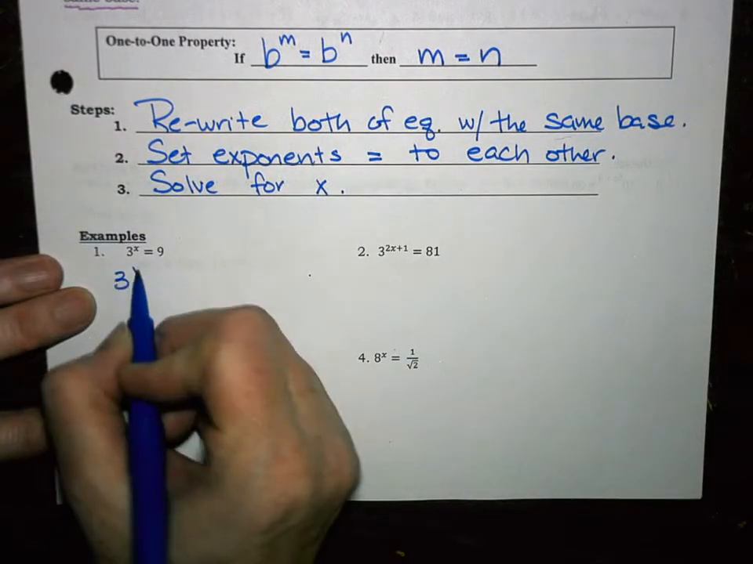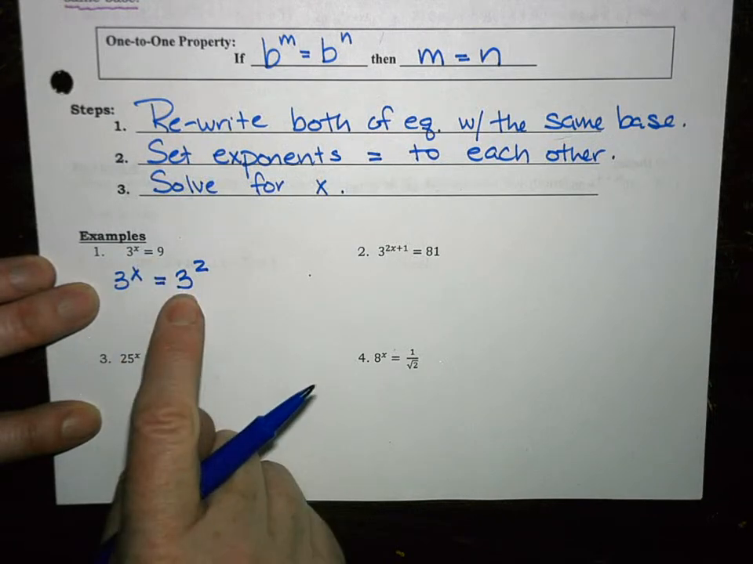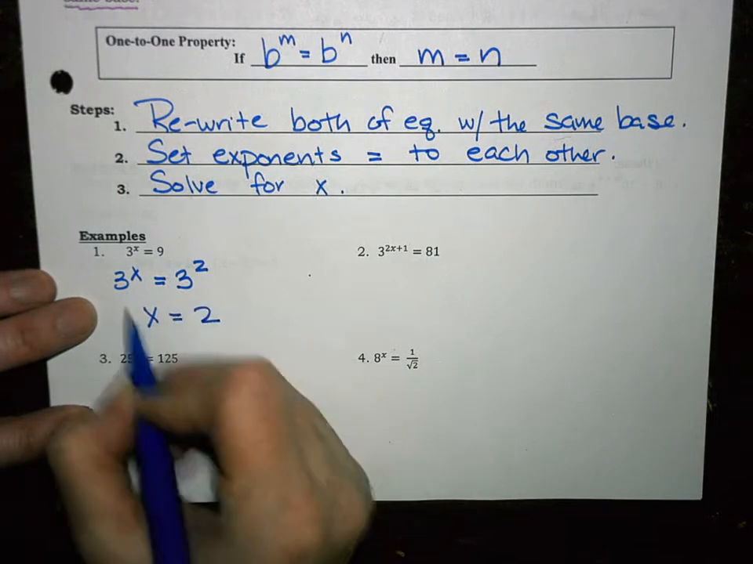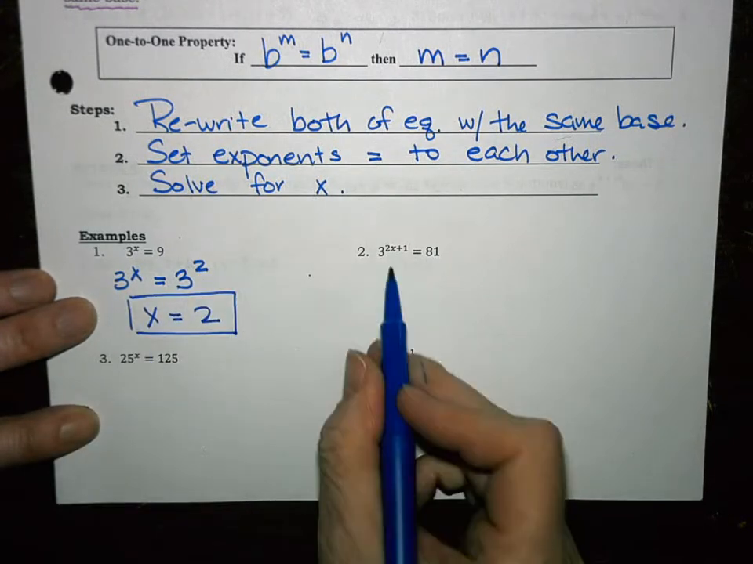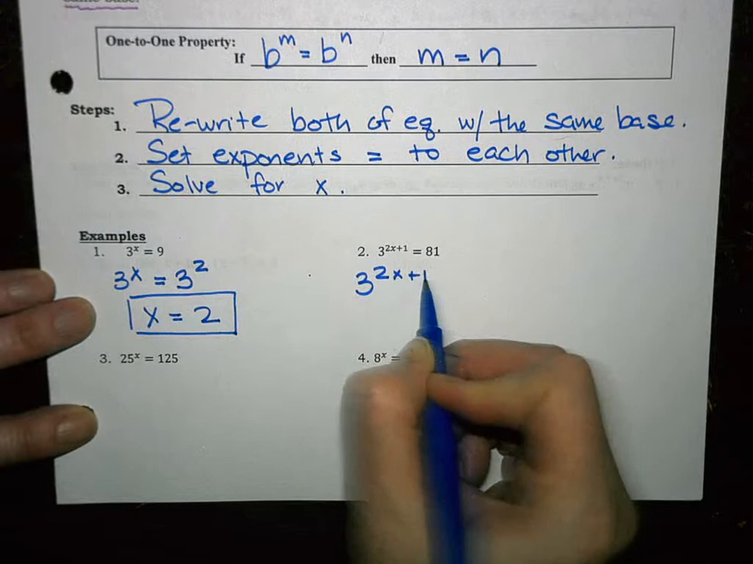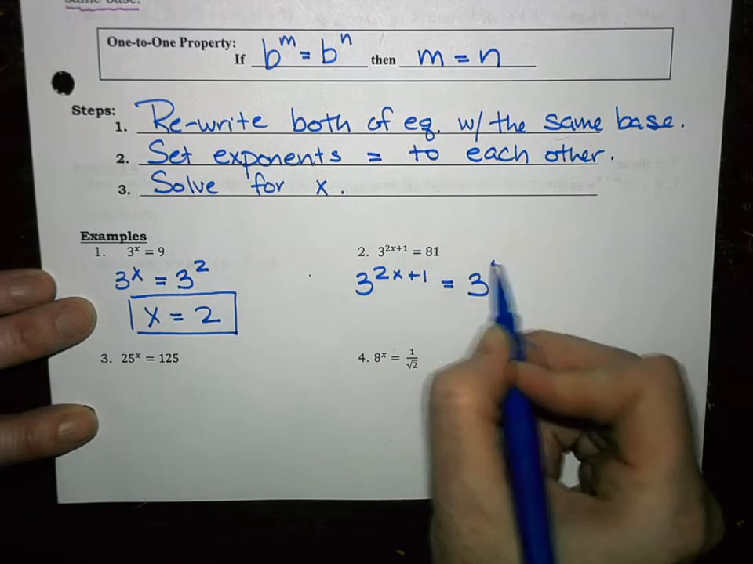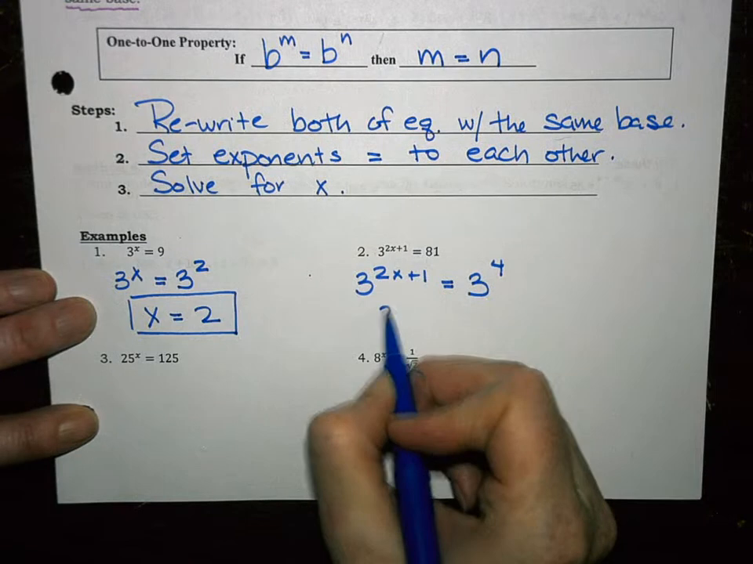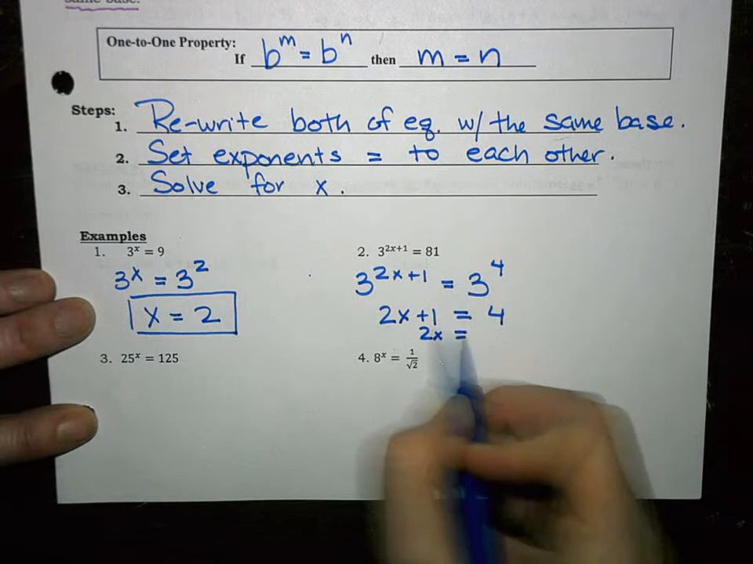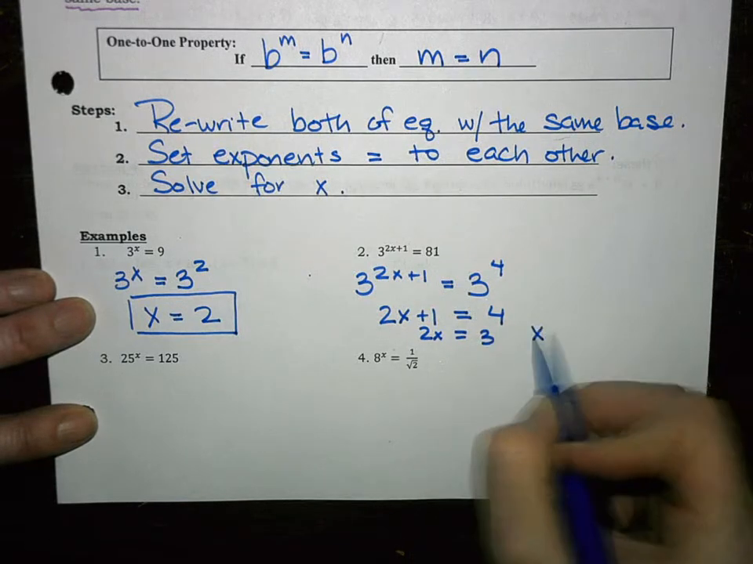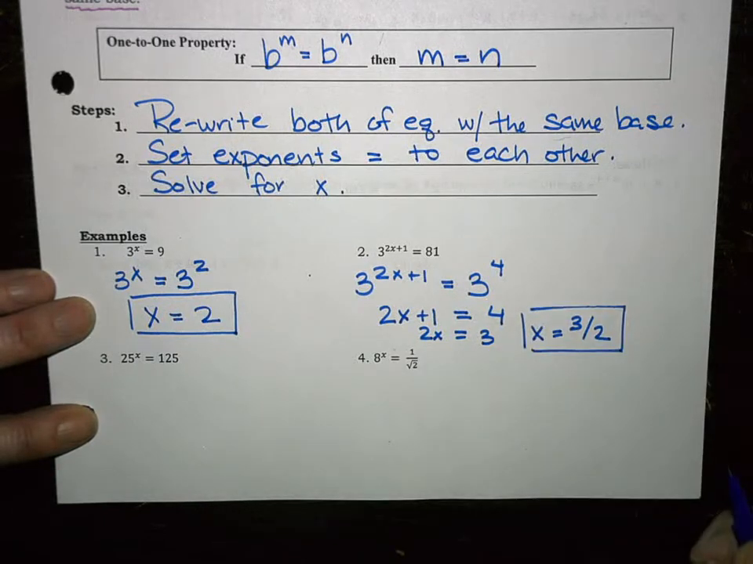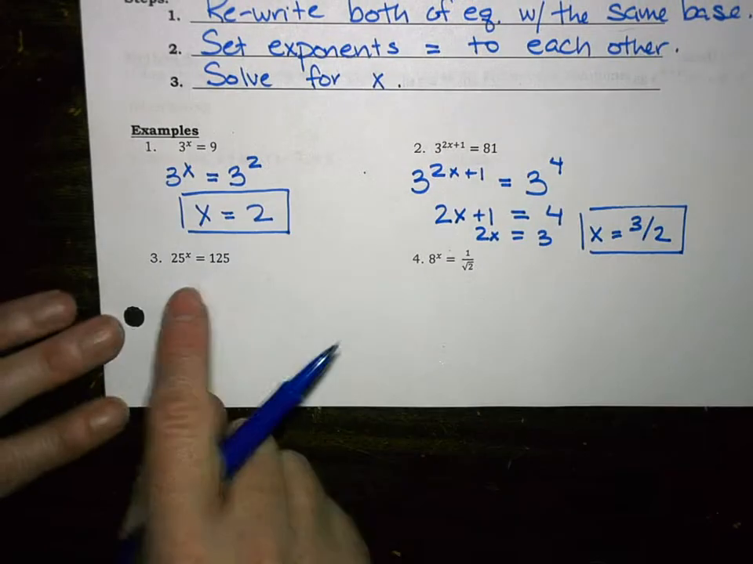I have 3 to the x. I can write 9 like this, 3 squared. So I'm rewriting the number 9 as 3 squared. The bases are equal, therefore x equals 2. Okay? So I'm going to rewrite both of them as powers of 3. So I have 3 to the 2x plus 1 equals, what is 81? Well, it's 3 to the 4th. Now the bases are equal, so 2x plus 1 is equal to 4. 2x equals, subtract 1, then x is equal to 3 halves. Okay, so I divide both sides by 2.